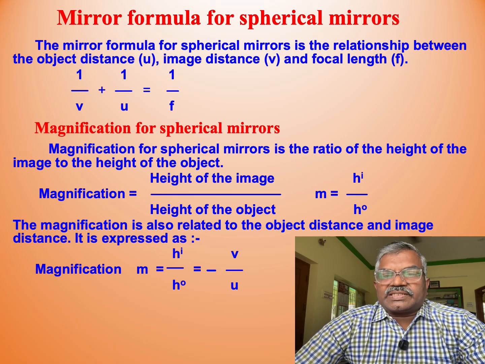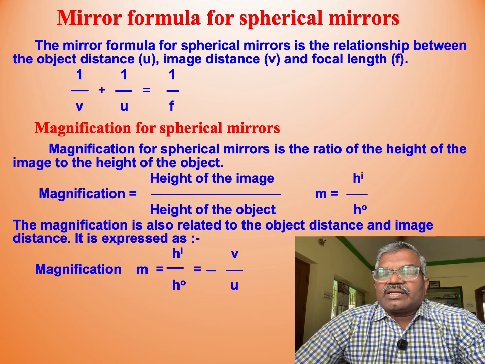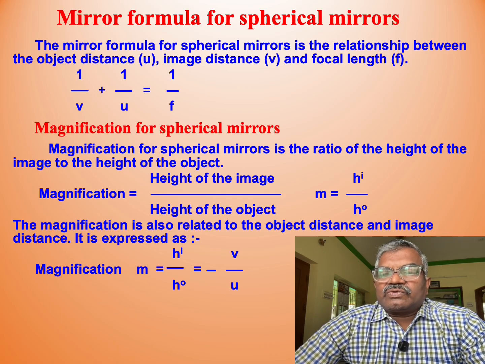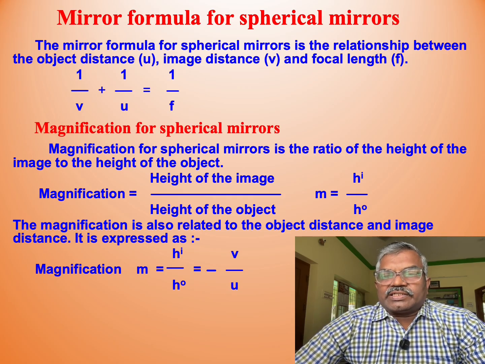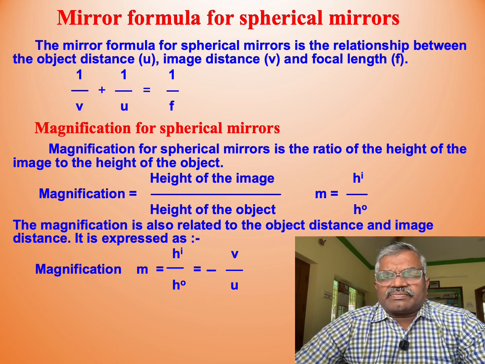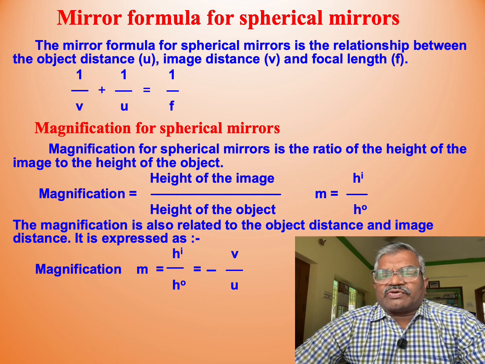Mirror formula for the spherical mirror. The mirror formula is 1 over f equals 1 over u plus 1 over v. I already told you what f, u and v are. f is the focal length, u is the object distance and v is the image distance. This formula relates the focal length of the spherical mirror, the object distance and the image distance from the pole of the mirror.